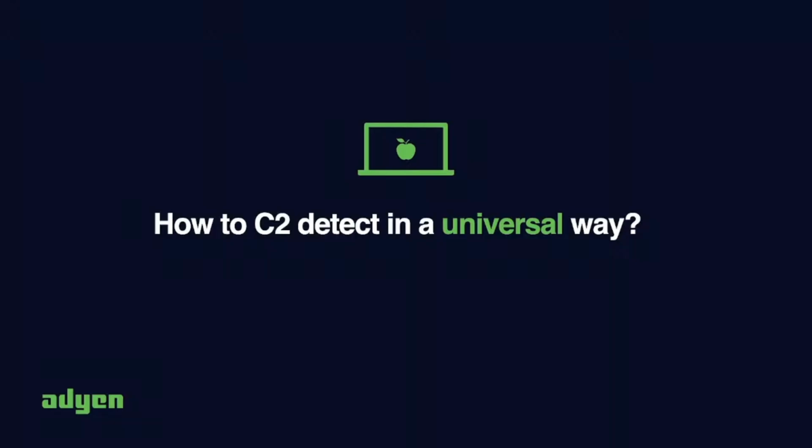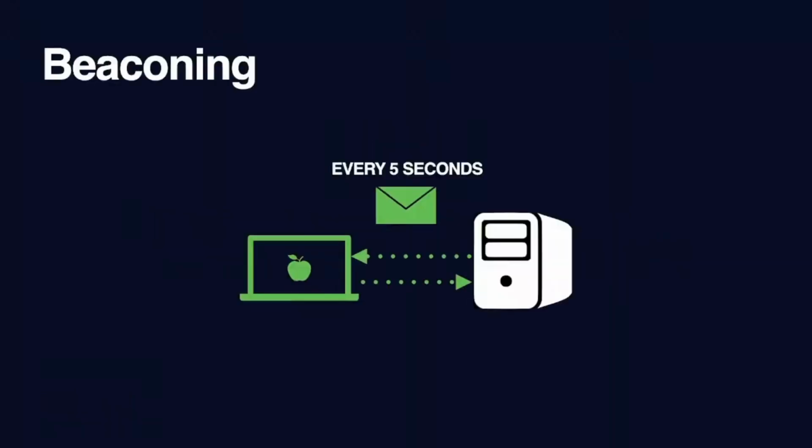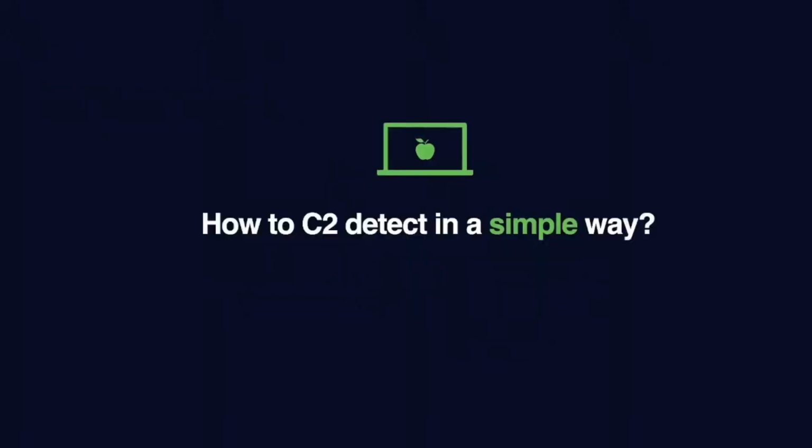Now back to the universal behavior that I tried to detect. And I already spoiled it a little bit. It's going to be about the beaconing, because the beaconing is not particular to Zuru. It's a universal thing that a lot of malwares will do out there. I think the majority of the malware will use this beaconing type of communication. Now, trying to detect it in a simple way.